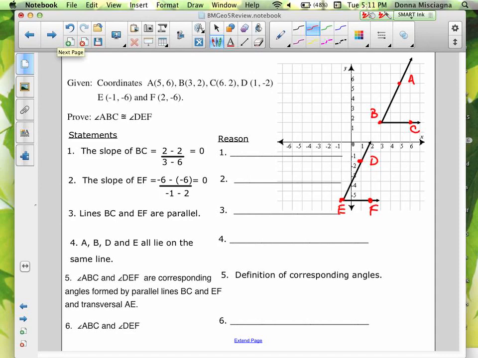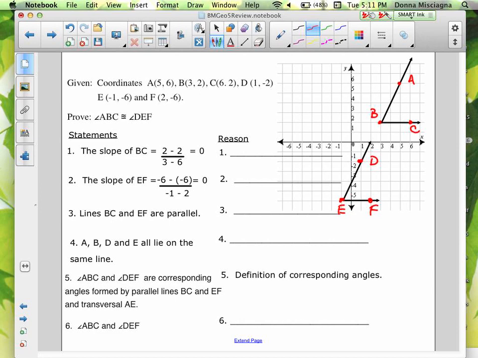We want to prove that angle ABC is congruent to angle DEF. We can't take out a protractor and measure it. We have to use only formulas from coordinate geometry to prove this. One thing we can do is use slope to help find out things about the angles, because if we have parallel lines, we know certain angles are congruent. If we have perpendicular lines, we know the angles are right angles. So we know some things just by finding the slopes of lines.